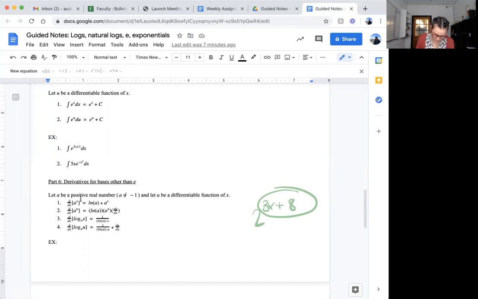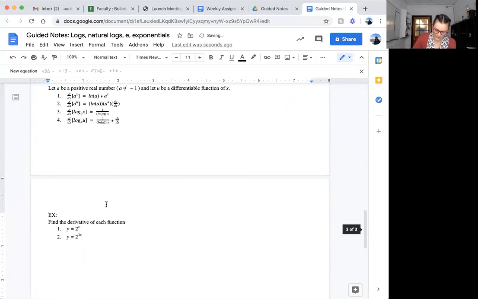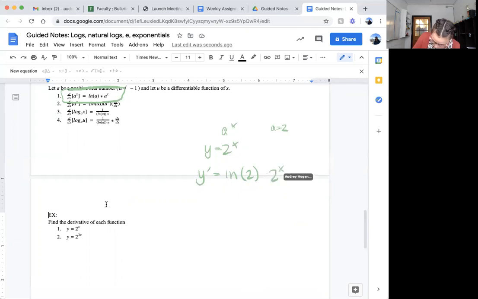And then we have a couple more log derivatives as well. So 2 more examples here to quickly wrap up. First one, derivative of y equals 2 to the x. That follows this top rule right here. So this is in the form of a to the x, where a is equal to 2. So our derivative is going to be y prime equals natural log of a, which is 2, times a to the x, which in this case is 2 to the x. Final answer, ln 2 times 2 to the x.